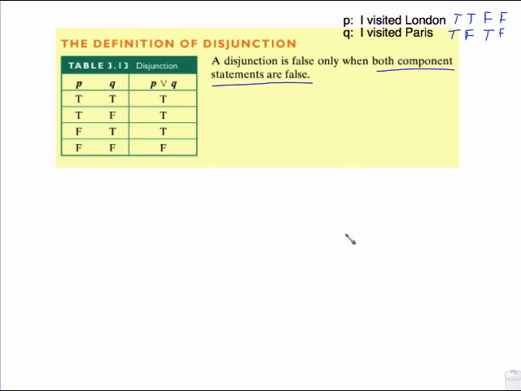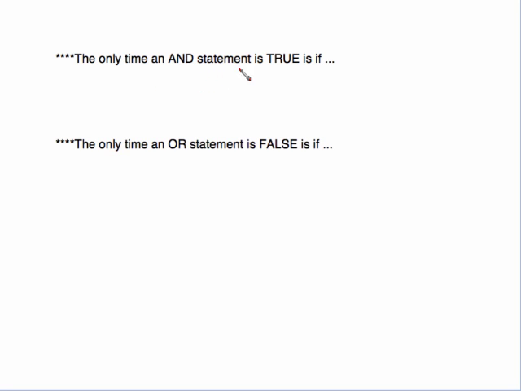Go back to mine as when you were a kid. Mom, I'm going to basketball practice or I'm going to the chess club. What if you went to the swimming pool instead? You lied. You didn't go to basketball practice. You didn't go to the chess club. You were not where you said you would be. You have lied, and therefore we get an F right there. So the only time an and statement is true is if both P and Q are true.